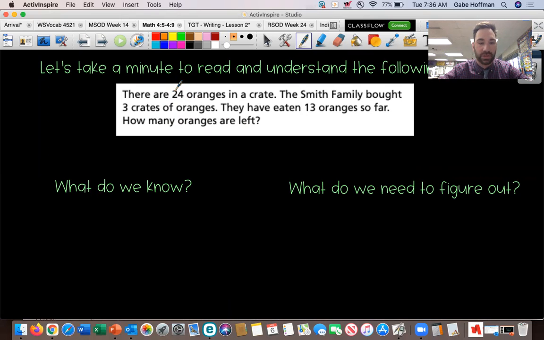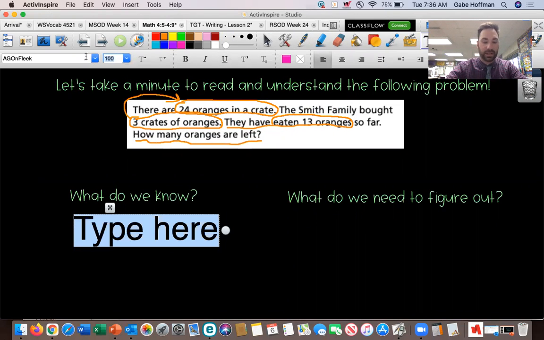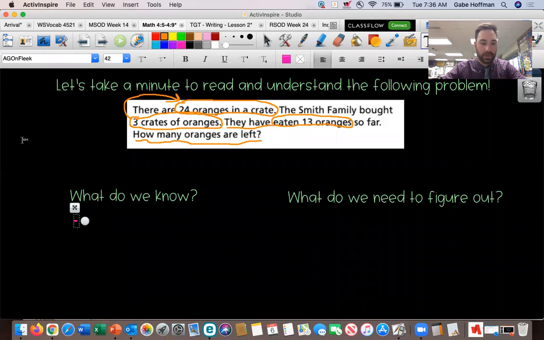So I'm going to go through and circle 24 oranges in a crate. We know that. We know that they bought 3 crates. And I'm going to draw an arrow from this because there's 24 in a crate. And then it says they've eaten 13 oranges, and it's asking how many oranges are left. So what do we know in this problem? I know a couple things. I'm going to type it down below here. Oops, that font is way too big. Give me a second.